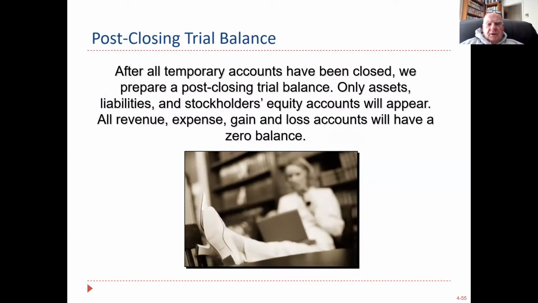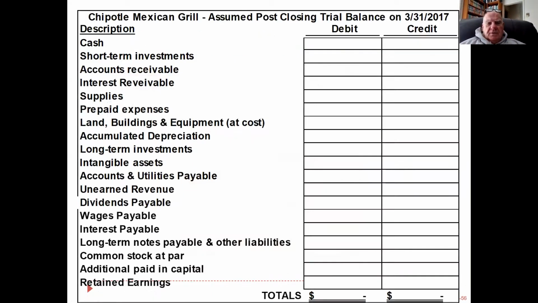Okay, so now we're getting to the end of this chapter. We learned all about adjusting journal entries, and now we learned about closing entries. The last and final thing we need to do is print out what's called a post-closing trial balance. After all the temporary accounts have been zeroed out, we prepare a post-closing trial balance. Only assets, liabilities, and equity are going to appear on this. We've zeroed out everything else.